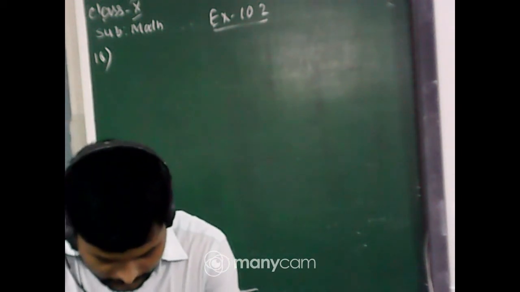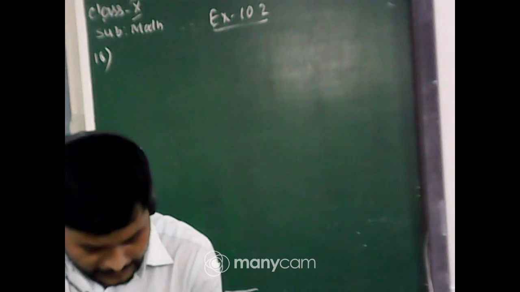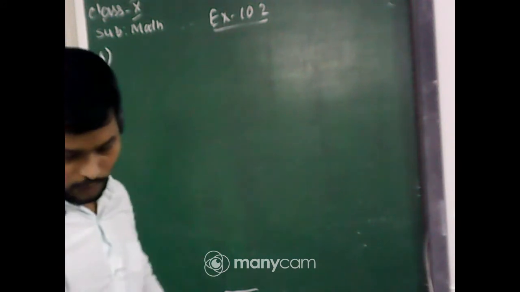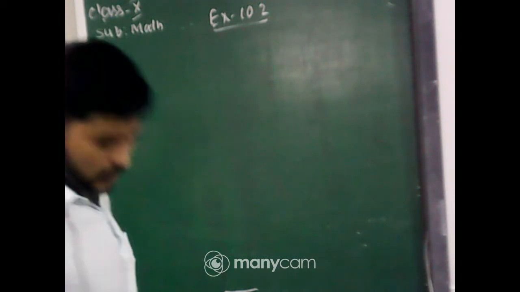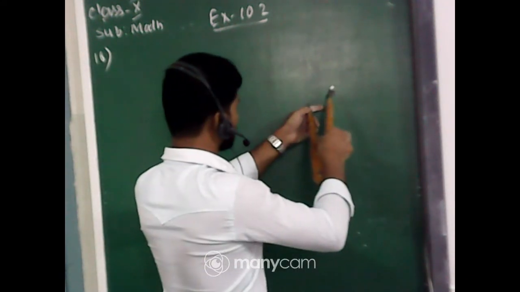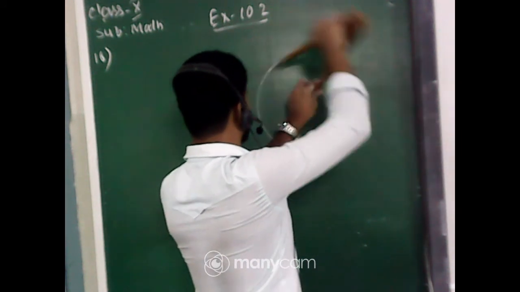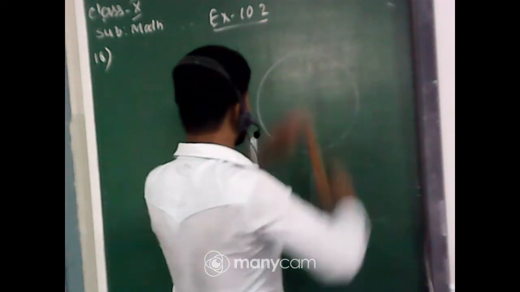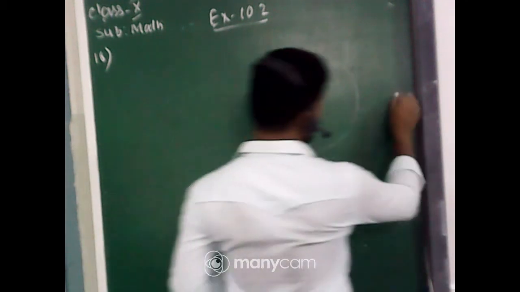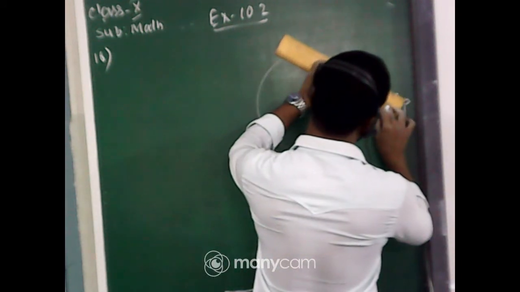Prove that the angle between two tangents drawn from an external point to a circle is supplementary to the angle subtended by the line segment joining the points of contact to the center. Okay, so let's draw a circle first. Take a point, draw a circle. This is the circle, and O is the center of the circle. Take any point outside the circle, and from that point draw two tangents.